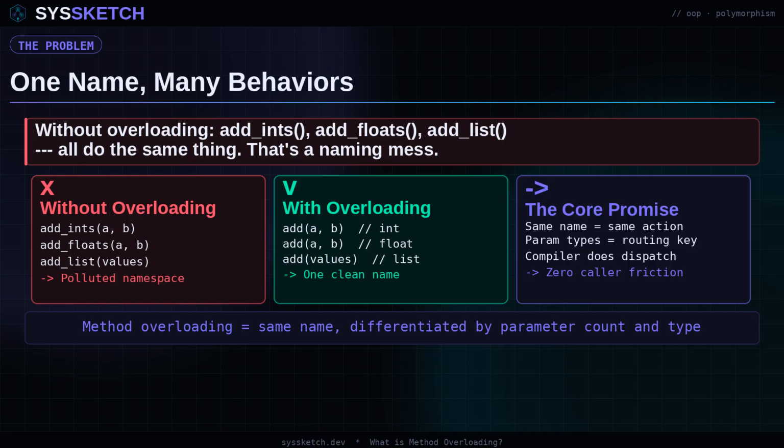Without overloading, you're writing add ints, add floats, add list, and your API becomes a mess of nearly identical function names. Method overloading solves this by letting you define multiple versions of the same method, differentiated by the number or type of their parameters. The runtime or compiler then dispatches to the right version based on what arguments you actually pass. You write one name, callers use one name, and the language figures out which implementation to call. This is the core promise of overloading: one name, many behaviors, zero ambiguity.